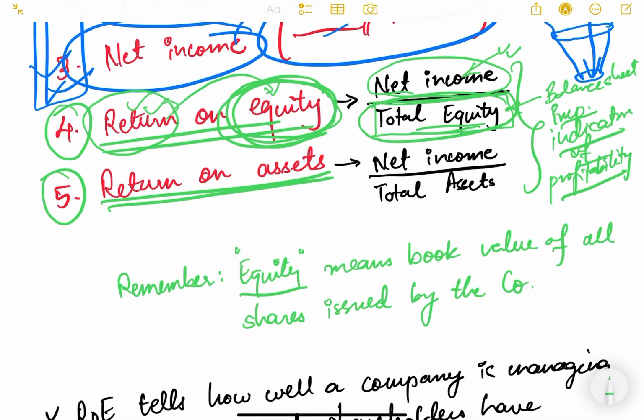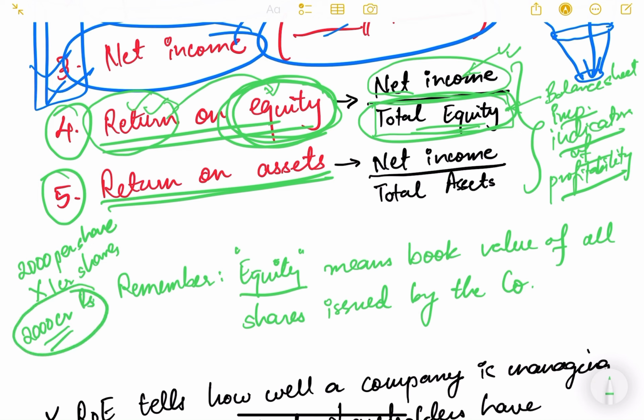It is common stock. For example, if a company has issued stock at 2000 per share, and there are, say, 1 crore shares, then there will be 2000 crore rupees of equity. So that is the total equity.